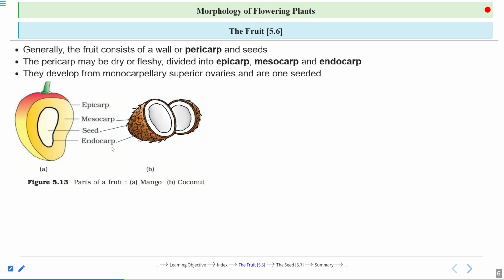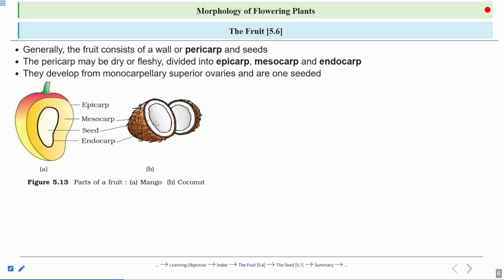So pericarp is all the three parts unitedly called the wall of the ovary. And the pericarp can be divided into outermost epicarp, then mesocarp, then endocarp. And now you can imagine what is the epicarp in the case of mango and what is the epicarp in the case of coconut. What is mesocarp here? The edible part is mesocarp. And what is the edible part in the case of coconut? That is the endosperm. And the embryo is also there.